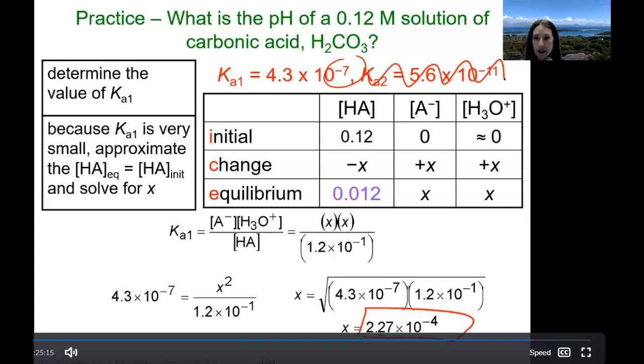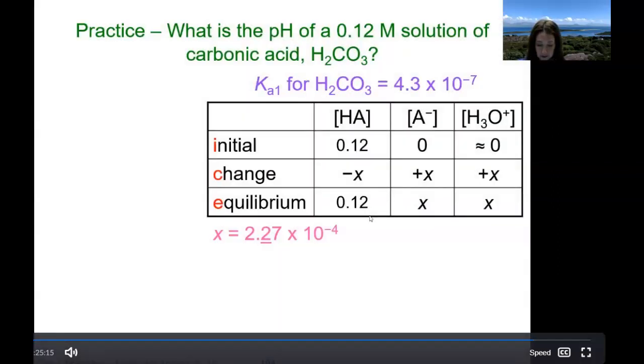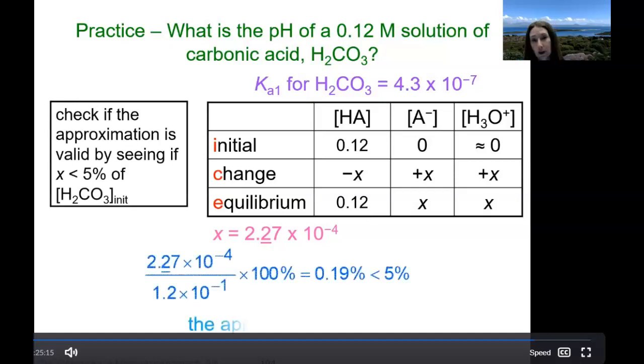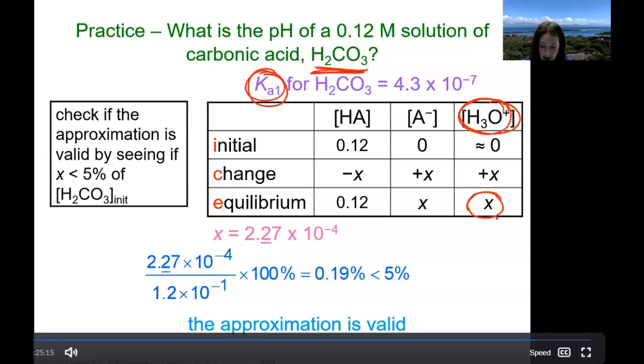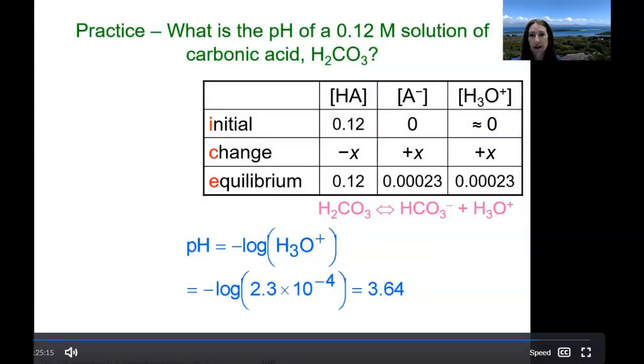So we get 2.27 times 10 to the negative 4 is our x. We're going to divide it by 0.12 to check and see if x is indeed small, which it is. We knew it would work because of the difference. Our x is H3O plus because this is an acid, right? Hence we use Ka, acid, Ka. So to get our pH, we just take the negative log of our H3O plus. And then these are our concentrations, right? And so this was our reaction that we used. I just have the generic ones up here.